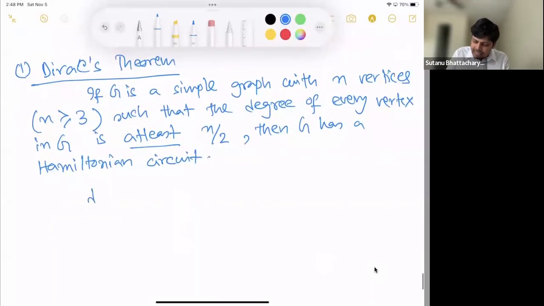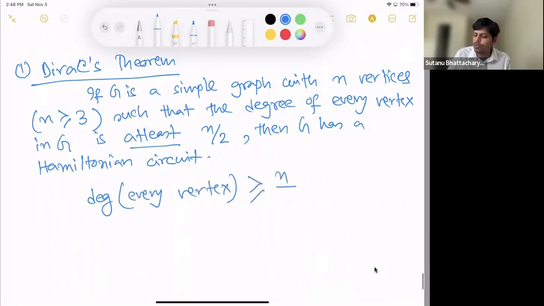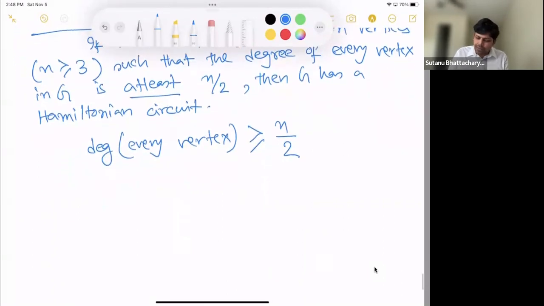That means it is saying that the degree of every vertex in that graph should be greater than or equal to n/2, where n is the number of vertices. So let's take one example. This is one example. Here n is 4. And what is the degree of every vertex? Degree of this vertex is 2, this one 2, this one 2, this one 2. So it satisfies this one.